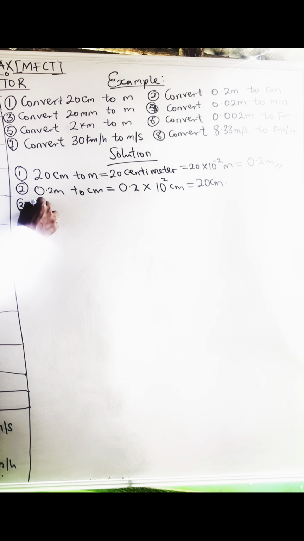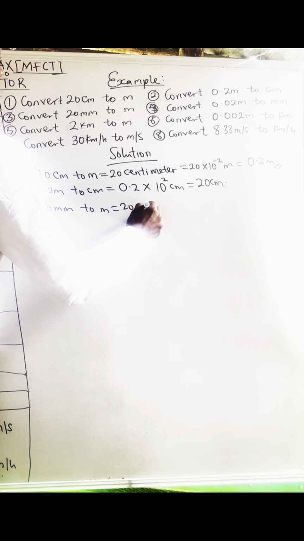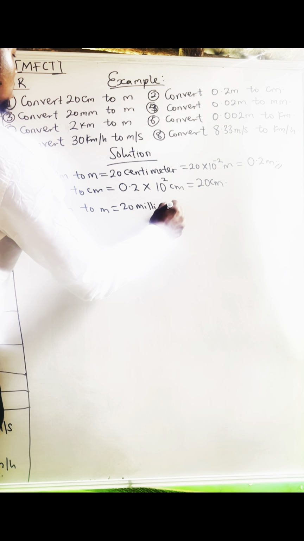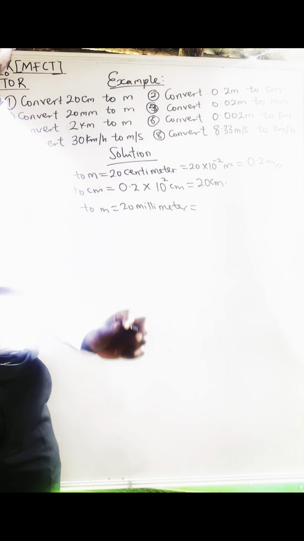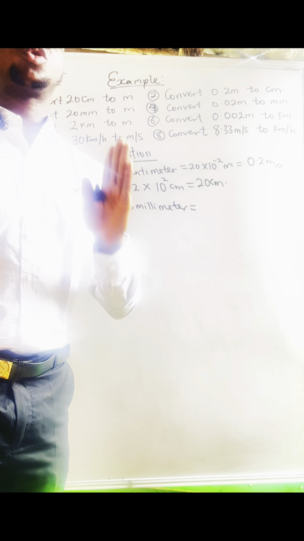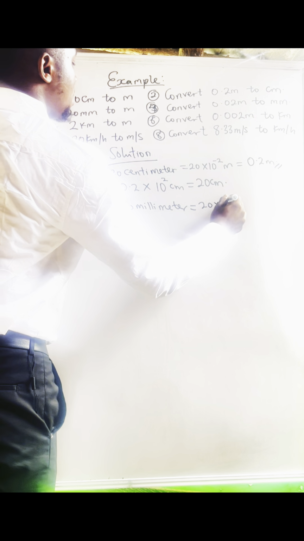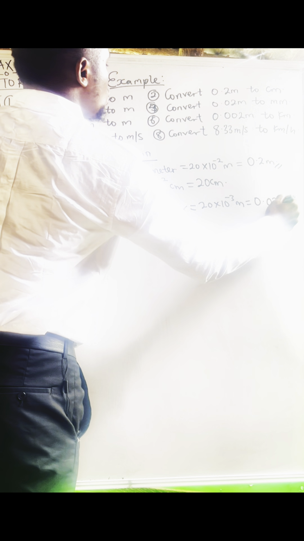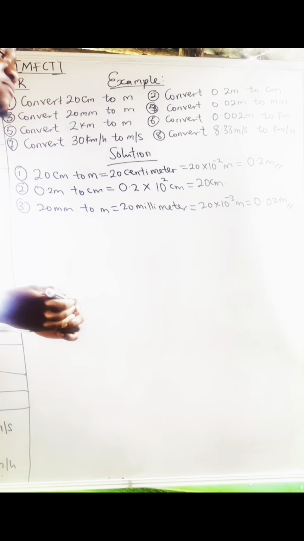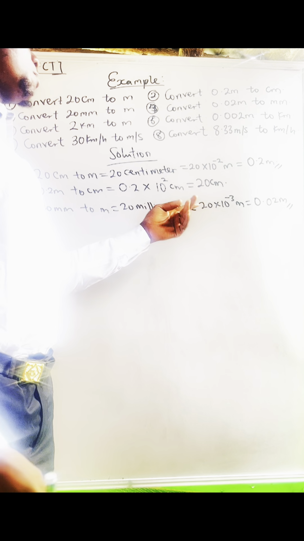Let's look at example 3. We have to convert 20 millimeter to meter. Also, you can write it as 20 millimeter. So do not forget this milli under standard prefixes, it represents 10 raised to power minus 3. So this can be 20 times 10 raised to power minus 3 meter. And this is equal to 0.02 meter. So this simply means that if I want to convert millimeter to meter, I can multiply by 10 raised to power minus 3.